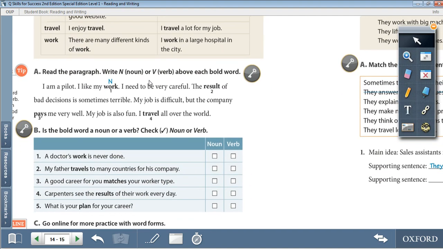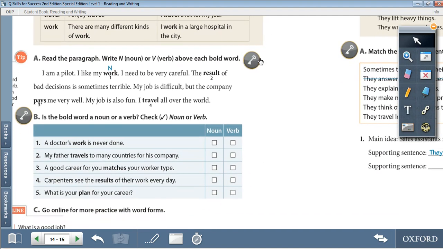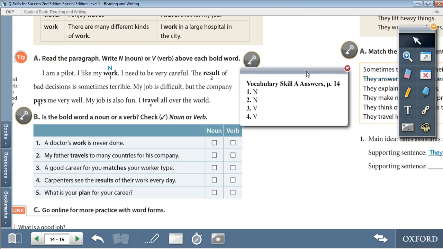Moving on to activity A. In activity A, you need to read the paragraph and write N, short for noun, or V, short for verb, above each bold word. I am a pilot. I like my work. Work here is a noun. I need to be very careful. The result here is a noun, of bad decisions is sometimes terrible. My job is difficult, but the company pays me very well. Pays here, number 3, is a verb.